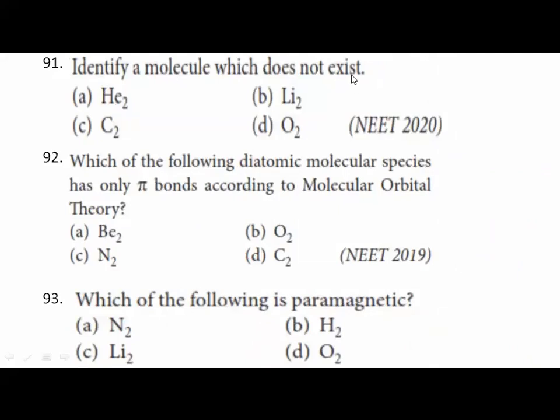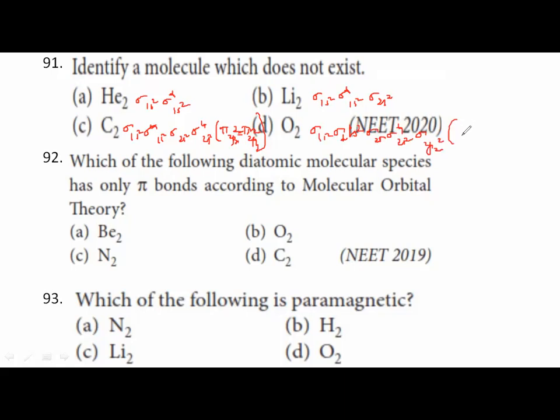Next question, identify a molecule which does not exist. This was a 2020 question. Okay, He2, simple molecules they have given. He2 means 4 electrons: sigma 1s2, sigma star 1s2. Lithium molecule, 3 plus 3, 6: sigma 1s2, sigma star 1s2, sigma 2s2. Carbon, 6 plus 6, 12: sigma 1s2, sigma star 1s2, sigma 2s2, sigma star 2s2, then pi 2px equal to pi 2py. Oxygen, 16 electrons: sigma 1s2, sigma star 1s2, sigma 2s2, sigma star 2s2, then sigma 2pz2, pi 2px2 equal to pi 2py2, pi star 2px equal to pi star 2py.